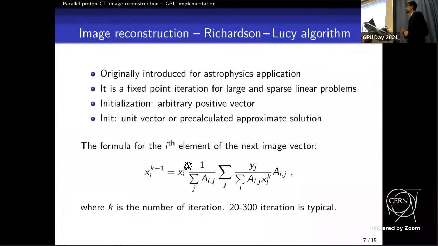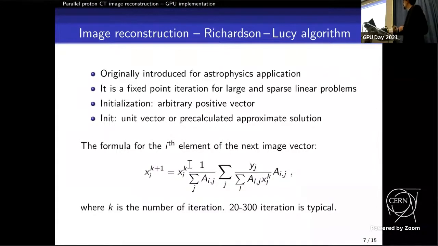So some words about the solution algorithm, which is called the Richardson-Lucy algorithm, and comes from the field of astrophysics, where it was used for the reconstruction of telescope images. It is known as a fixed point iteration, and is successfully used for emission tomography. So I hope it will be efficient for proton CT reconstruction as well.